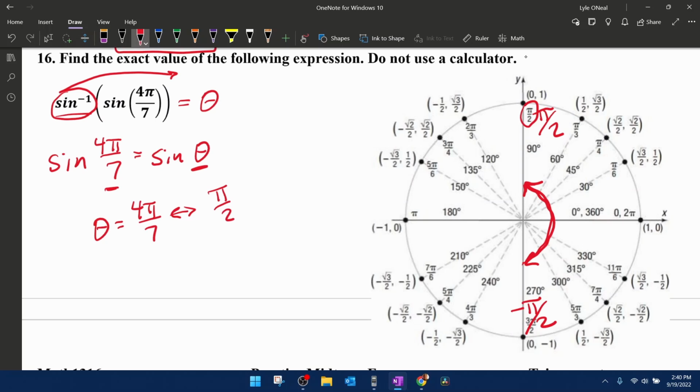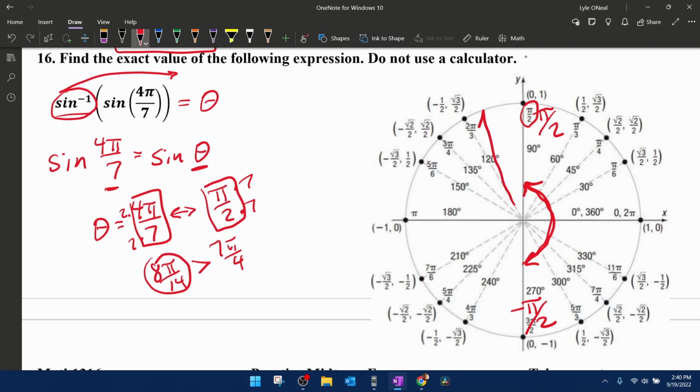what I would want to do is multiply this denominator by 7 and this denominator by 2. And here we can see that 8 pi over 14, over here we have 7 pi over 14, and this is bigger, which means that 4 pi over 7 is bigger than pi over 2, which would throw it off into quadrant 2, which is not in the range of acceptable values for an inverse sine function. Okay, so all of that to say that 4 pi over 7 is not the right answer.